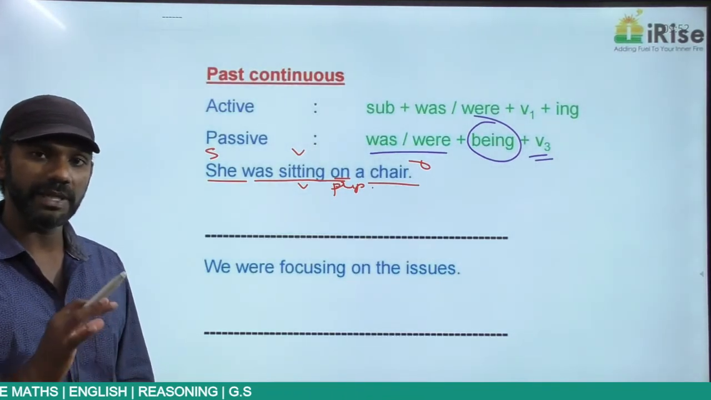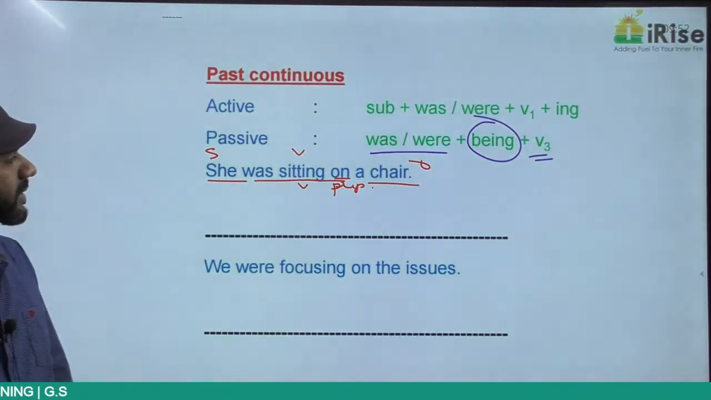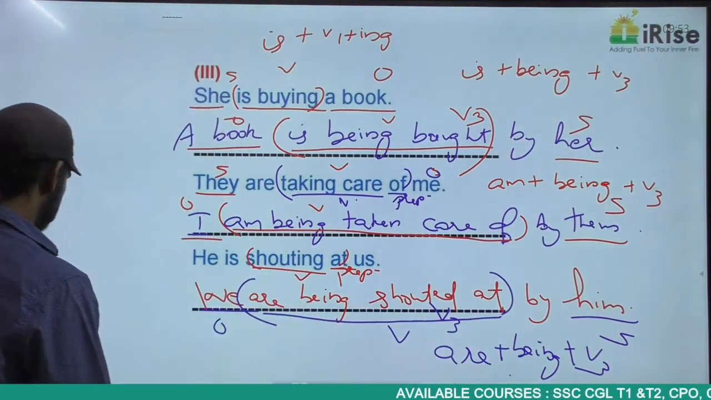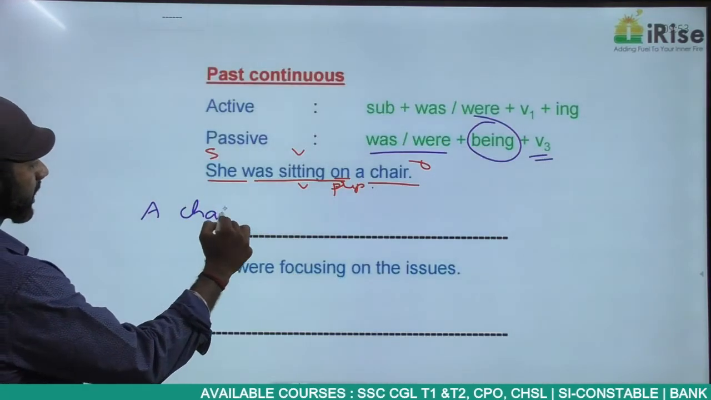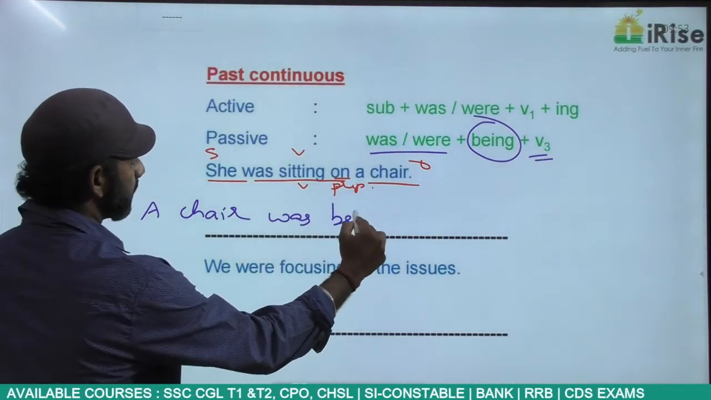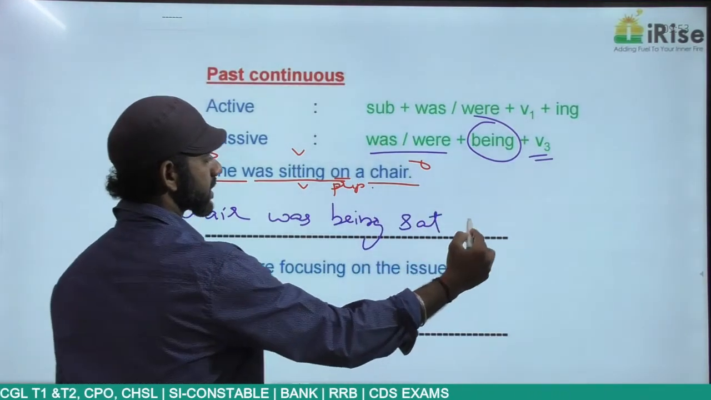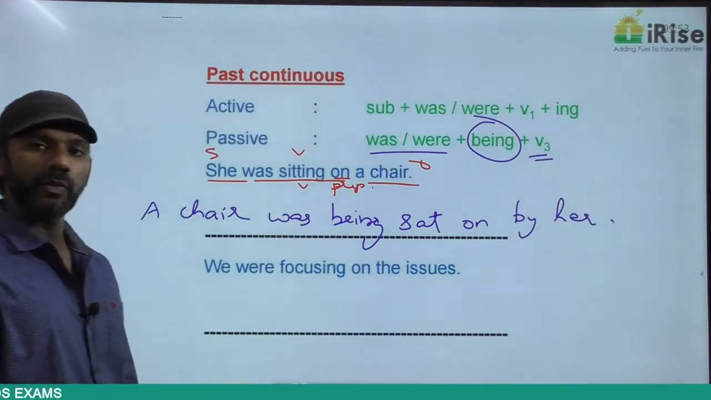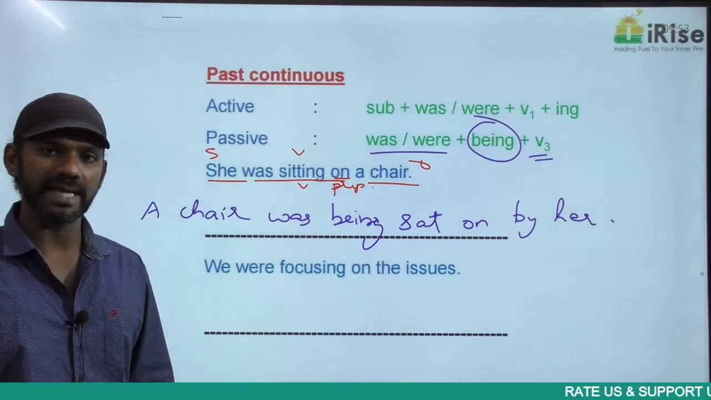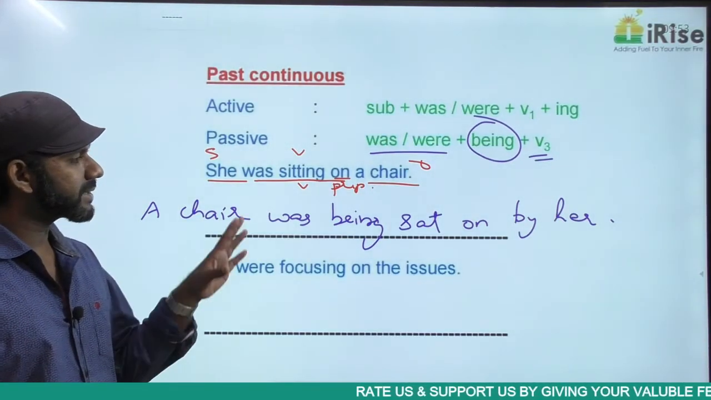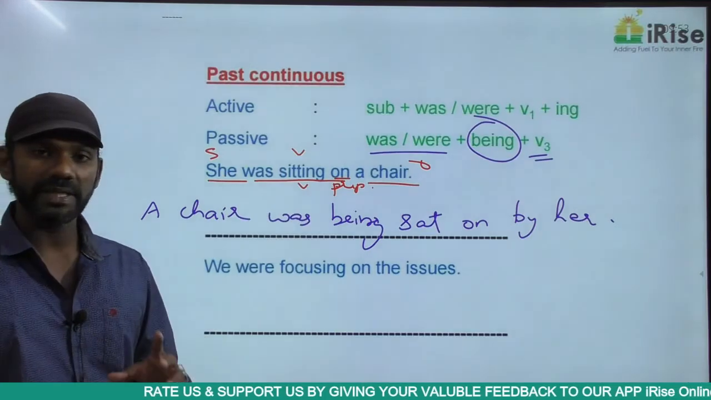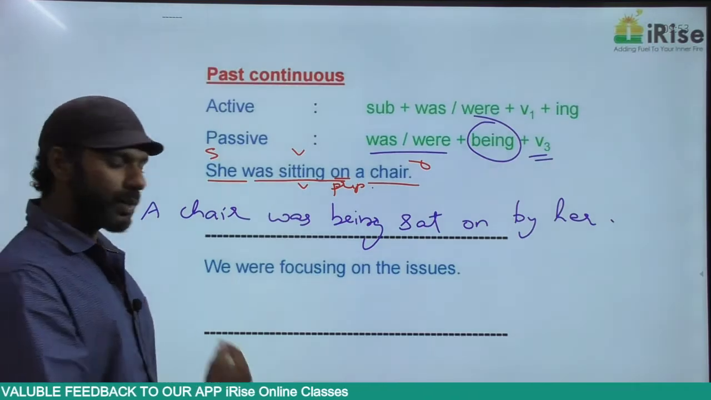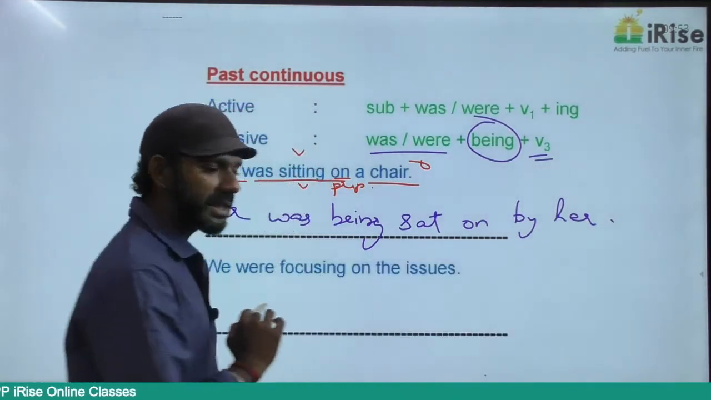In the passive voice also it must be past continuous. This sentence in the passive voice becomes: a chair was being sat on by her. Sit is V1, sat is V2, sat is V3. Sit, sat, sat. A chair was being sat on by her. "A chair was being sat by her" is wrong; "on" is part of the phrase. "A chair was being sat on by her" sounds absolutely incorrect but is completely fine.